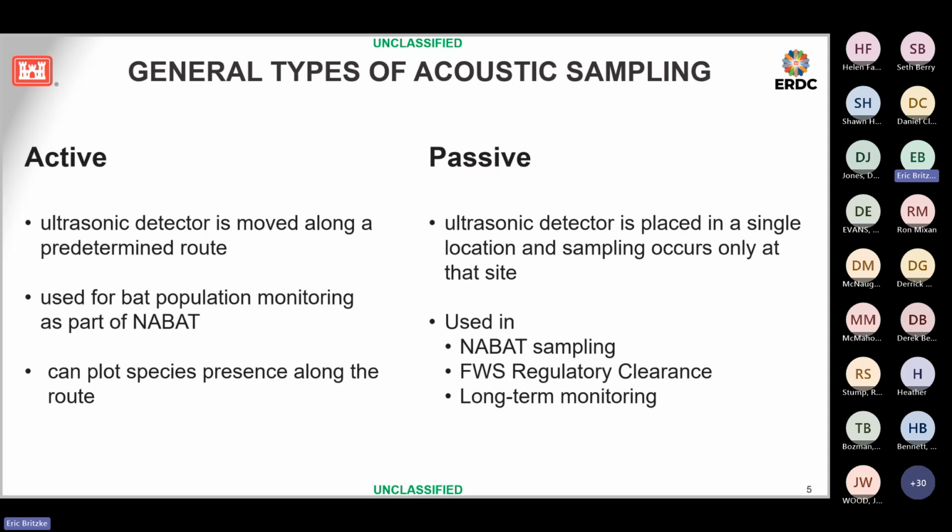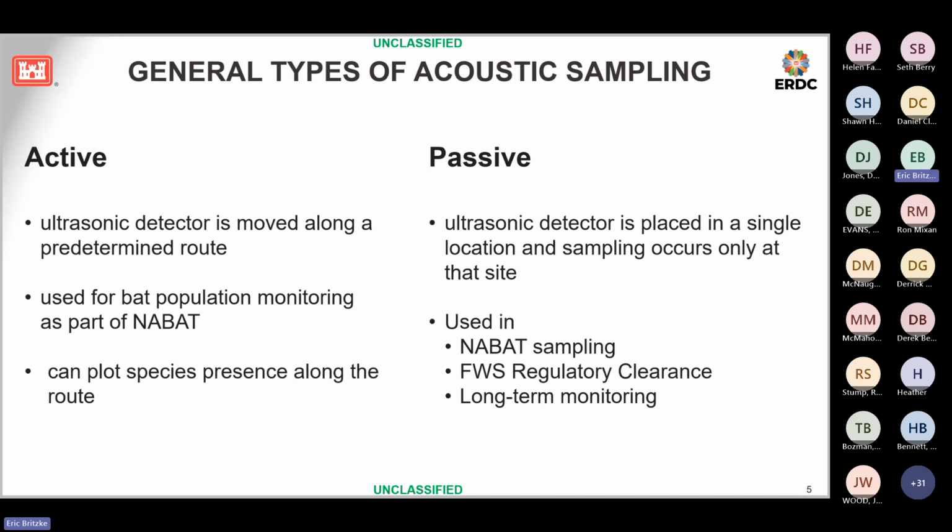So when we talk about acoustic sampling, there's basically two types of sampling. Most people think about passive sampling, where they just put a bat detector out on the landscape and let it record for a day, 2 days, months, years, but an extended period of time where that bat detector is stationary. This is the type of sampling that's typically done with NABat. There's a lot of that done. If you are from the Eastern United States, you're familiar with the Fish and Wildlife Service regulatory clearance surveying that relies on passive sampling. And then long-term monitoring, obviously, is passive as well.